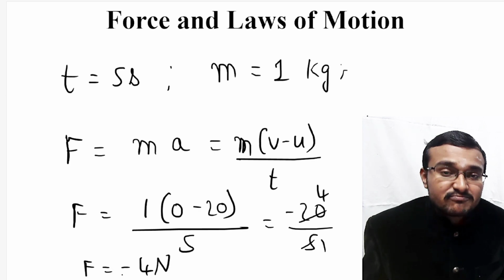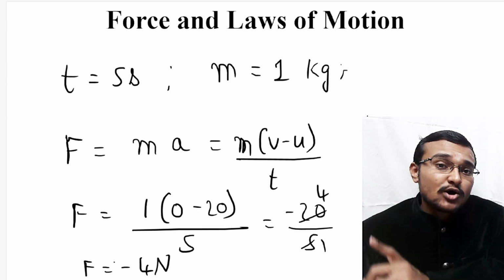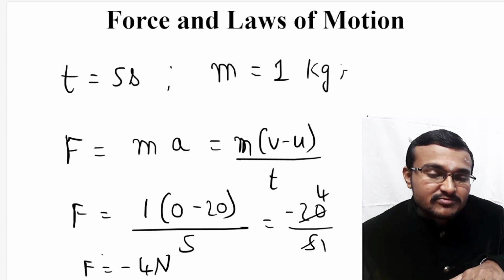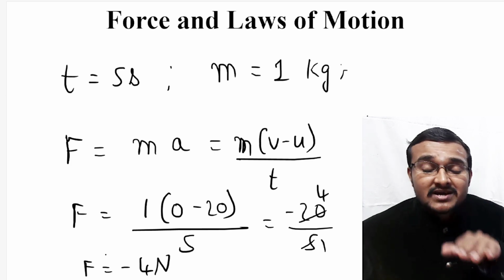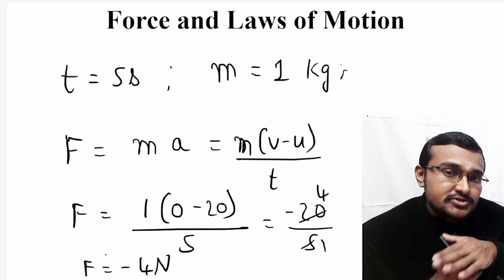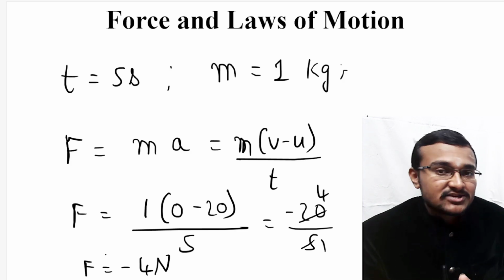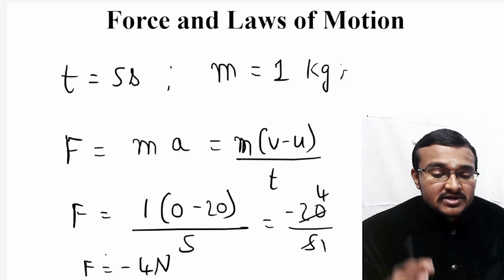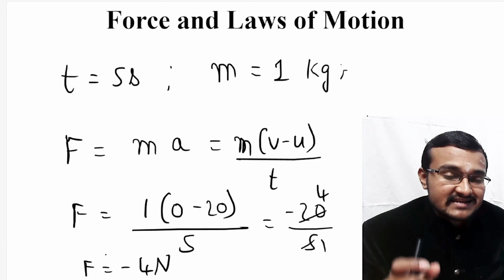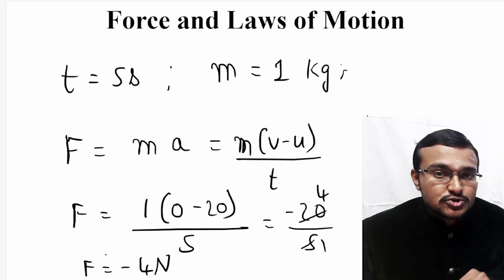Always remember, this minus indicates that the force is acting opposite to the direction of motion. When the stone is traveling on that particular ice glacier, at that time the ice glacier is applying frictional force opposite to the motion of that particular stone. That's why this negative symbol is coming out here. So the frictional force is equal to minus 4 Newton, and the minus indicates the force is opposite to the direction of motion of the stone.